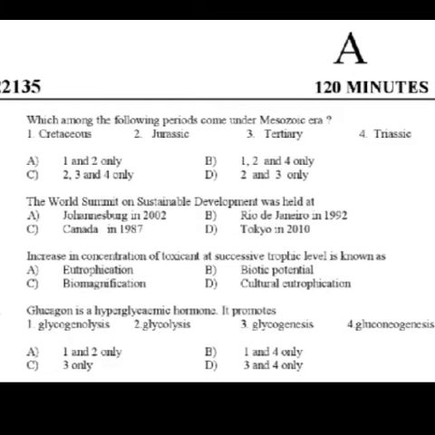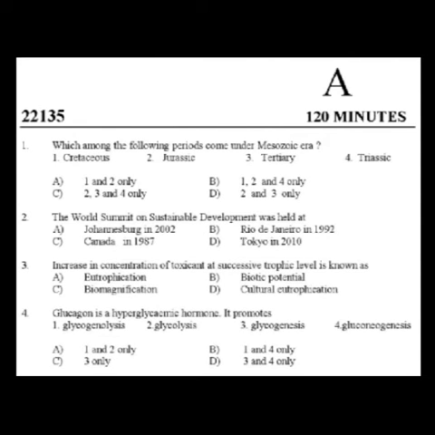Third question. Increase in concentration of toxicant at successive trophic level is known as option A, Eutrophication, option B, Biotic potential, option C, Biomagnification, option D, Cultural eutrophication. The answer is option C, Biomagnification.